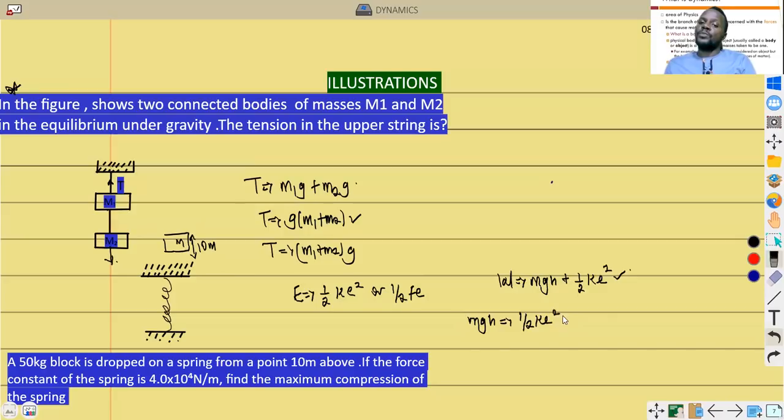I hope my students can substitute the parameters and get the answer. You drop the answer to this in the comment box. Mass is, what is mass? 50. What is g? G is always 10. Gravity is always 10 meters per second square. Given or not given, keep it at the back of your mind. So you just say 50, you multiply by 10, you multiply by the height of 10 meters according to the question, must give you half times the compression, which is the extension, force constant, 4 times 10 to the power of 4, multiplied by the extension squared.